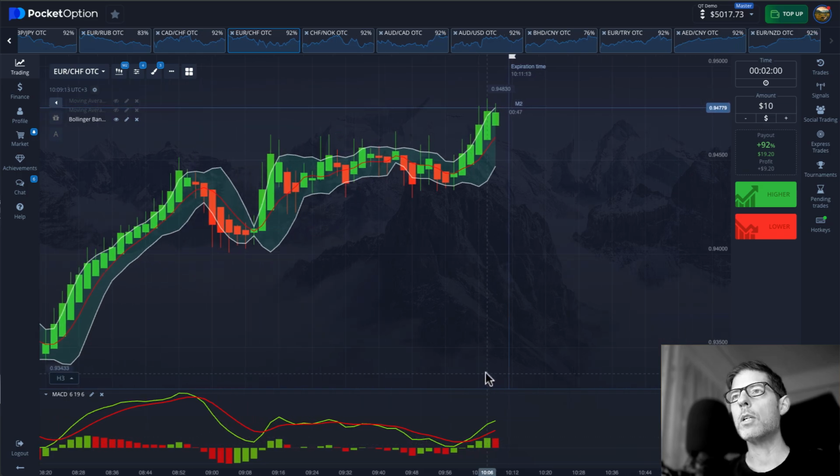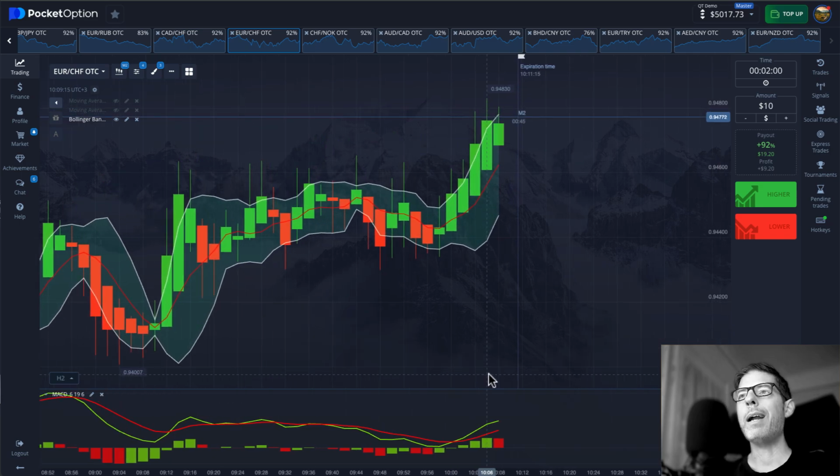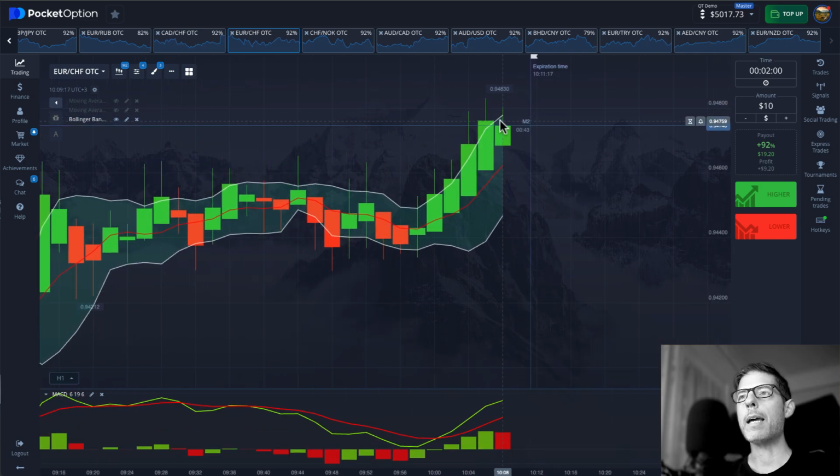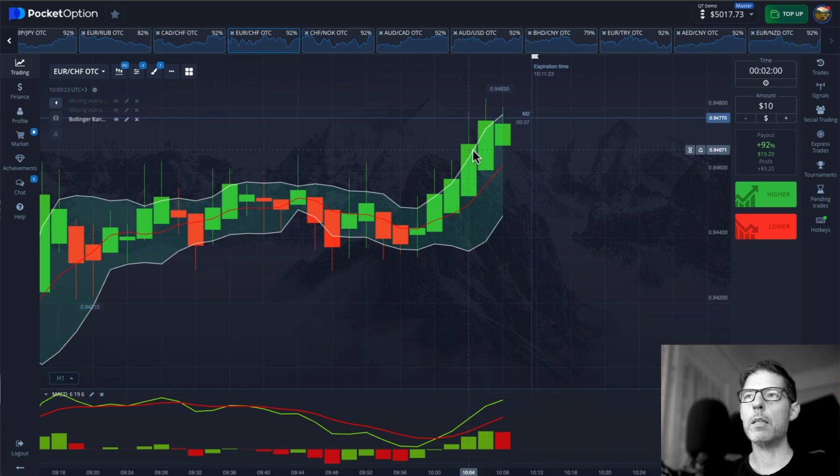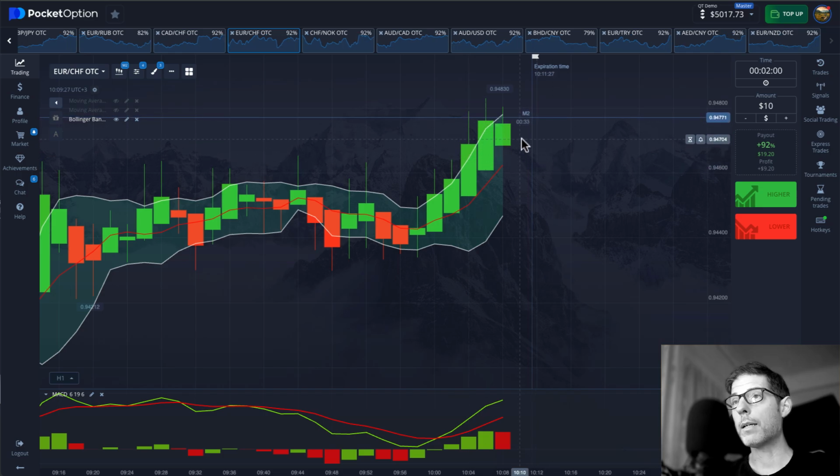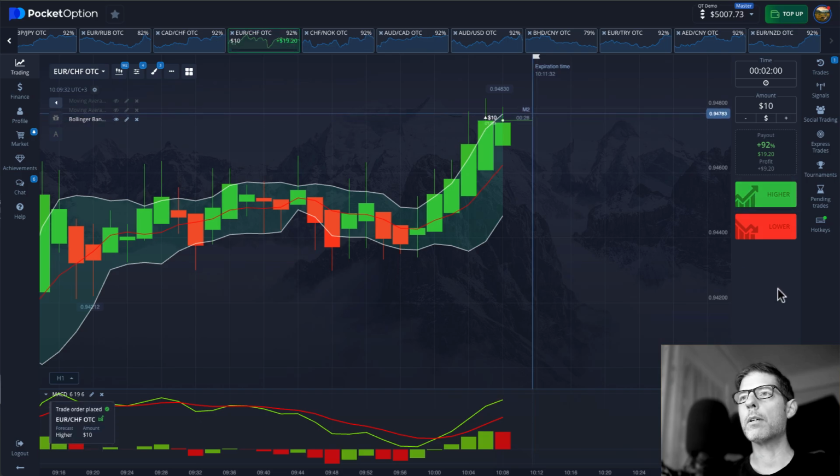But with this strategy, we're just looking for the break of this Bollinger Band above with a good strong candle that's going through these outer white lines on the Bollinger Band, right? And so this could be a pullback, but is it? Let's go ahead and enter the market. Let's get a trade in here, guys.